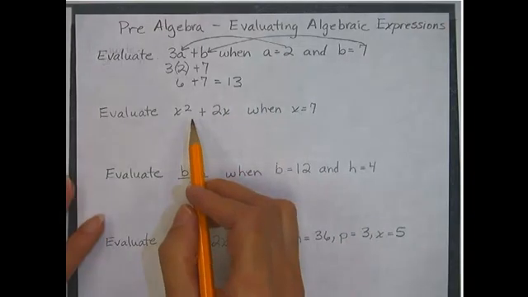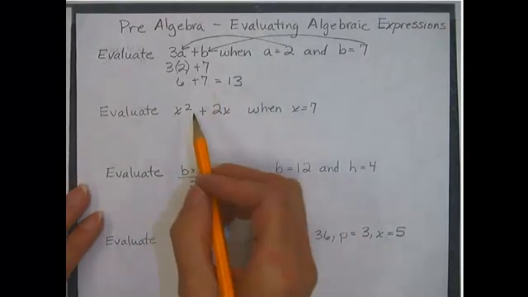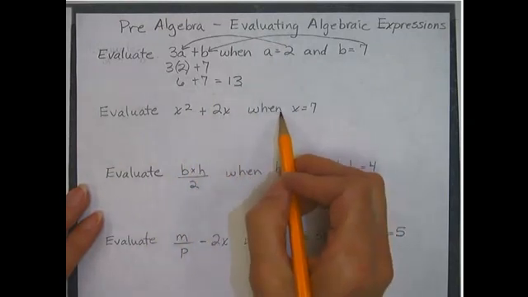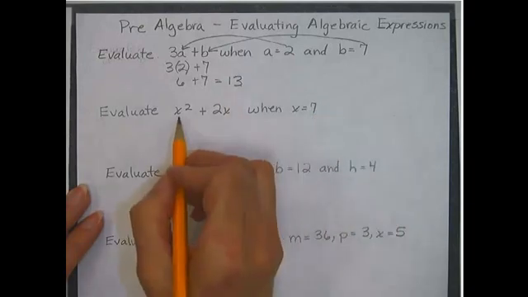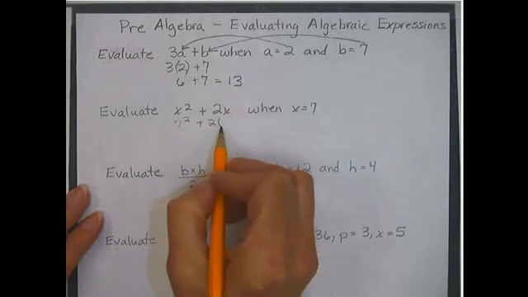Okay, and of course, our expressions can get a little more complicated. In this one, we've got an exponent. We're told that we have x squared plus 2x, and we want to evaluate this when x is equal to 7. So I'm going to plug in 7 for x. I have 7 squared plus 2 times 7.